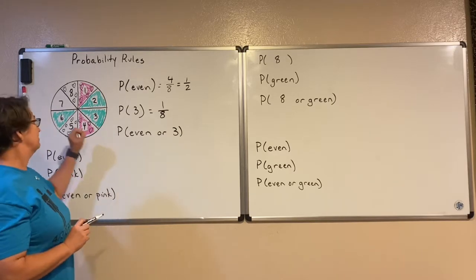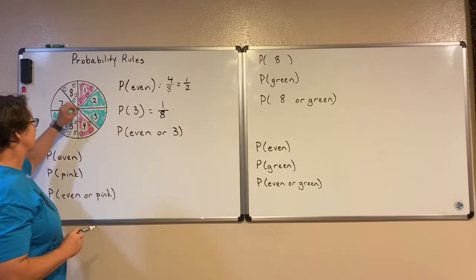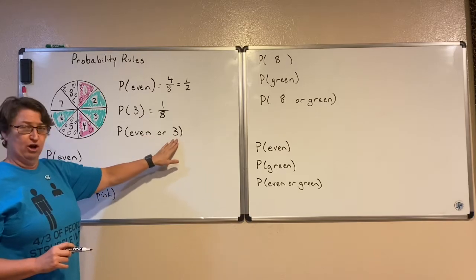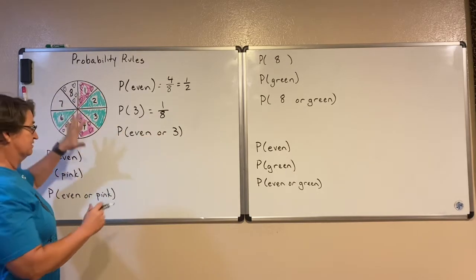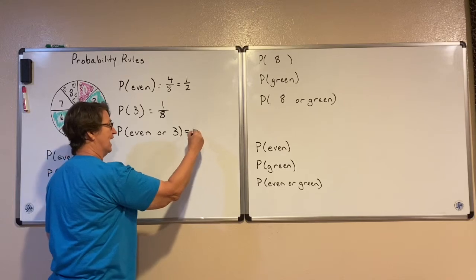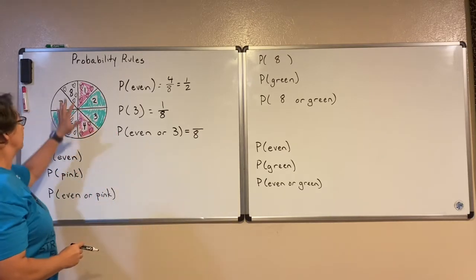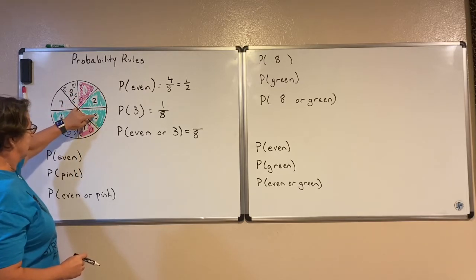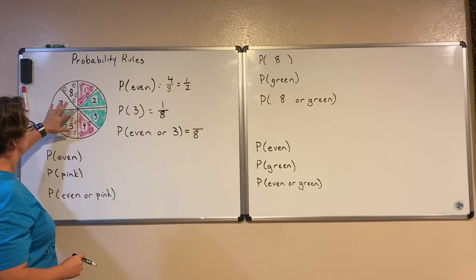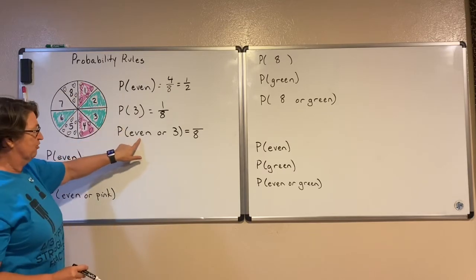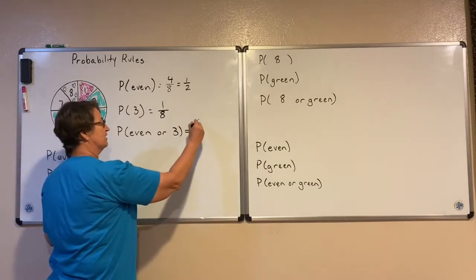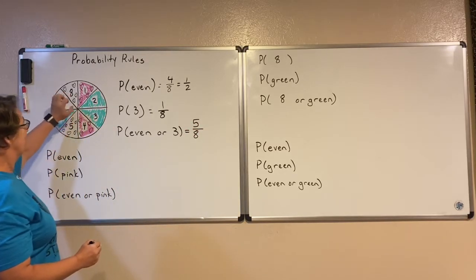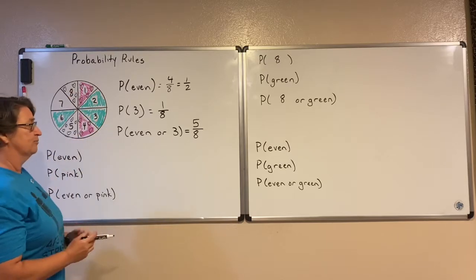I'm just going to spin my spinner one time, but if I spin my spinner one time, what's the probability that I get an even or a 3? Well, it's the same idea where we have that 8 on the bottom, and then we know there are 4 evens and one 3. So there are a total of 5 things that I could hit that are even or 3. So it's 5 out of 8. 1, 2, 3, 4, 5 chances out of the 8 chances.